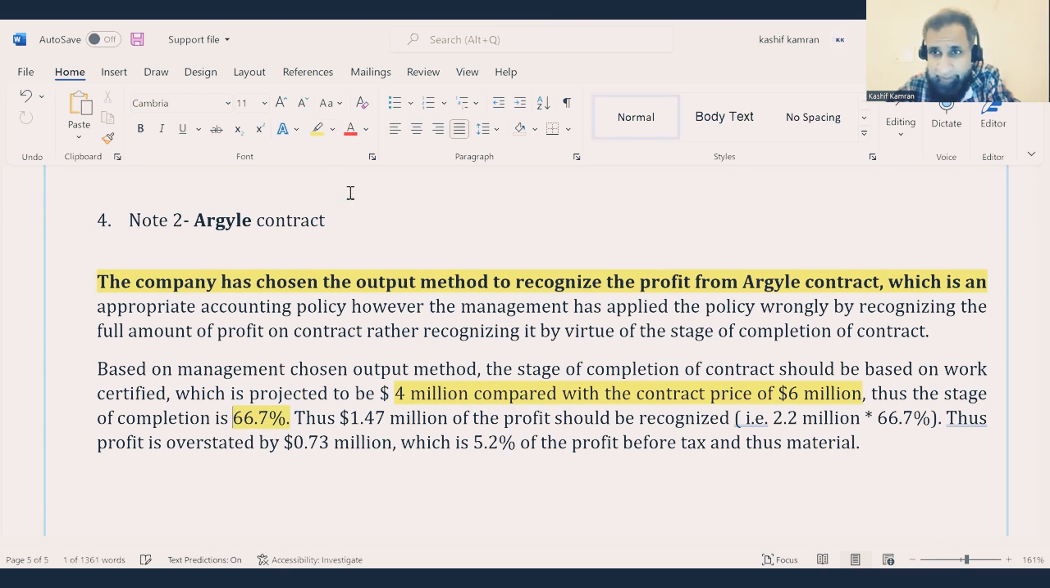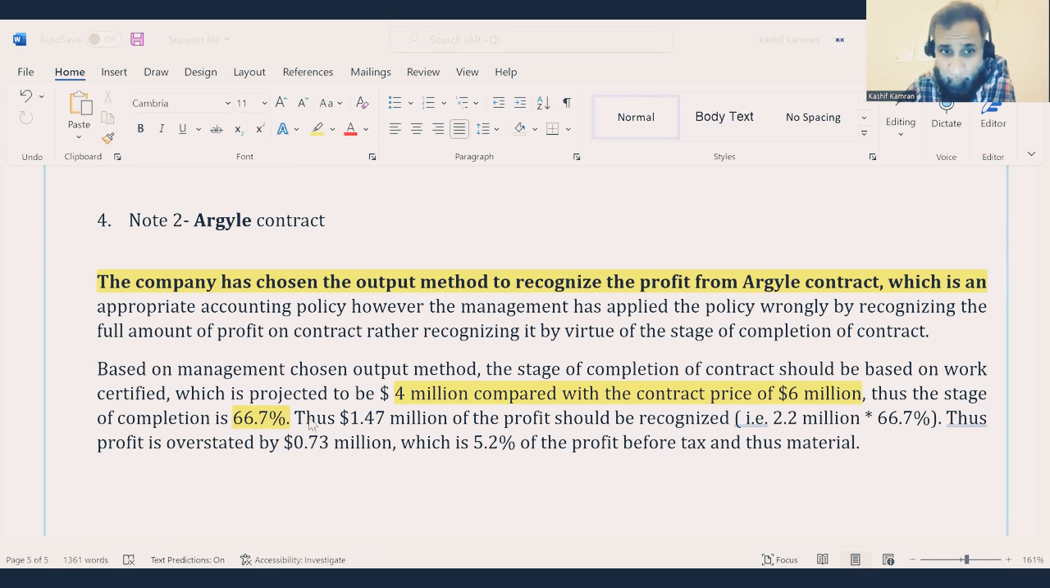How much work is completed? 66.7%. James, this is the September-December 21 paper. So the stage of completion is 66.7% based upon the work certified. The work certified is $4 million and the total contract price is $6 million. So the work certified is 66.7%.